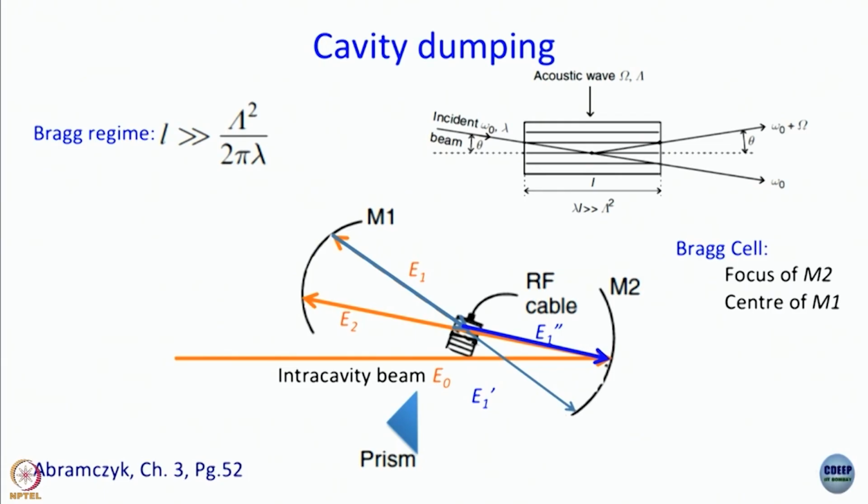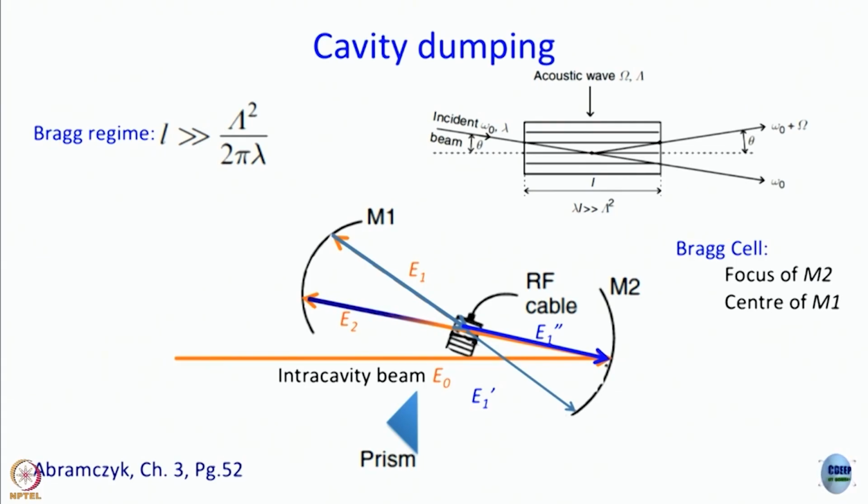Now, think, what will be the fate of this ray that I have drawn associated with E1 double dash? After hitting M2, where will it go? It will go back along the direction of the intercavity beam, isn't it? So, it will be sent back to the cavity, right. But will only E1 double dash be sent to the cavity, or is there something else that we have not considered yet? Exactly. E2 also hits M1 and retraces its path, goes back to the Bragg cell.